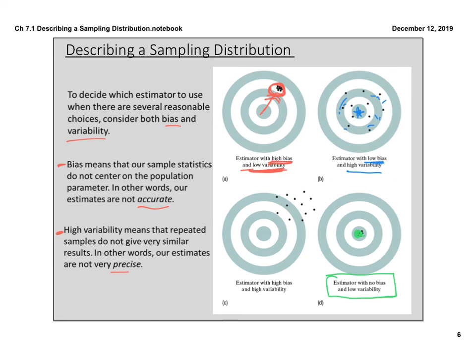Then the worst case scenario is you could have both. High bias and high variability. Then you've got this clump of data that's all spread out and it's away from the center. Okay, so your money shot is when you have no bias and low variability. That's really the goal here.